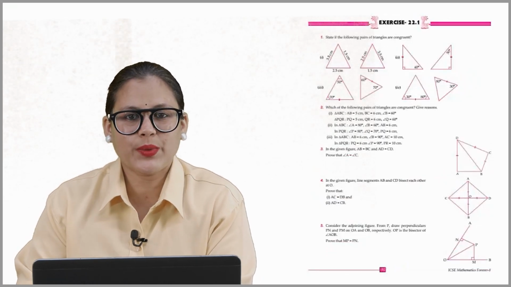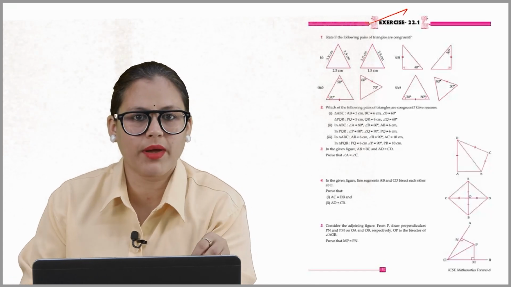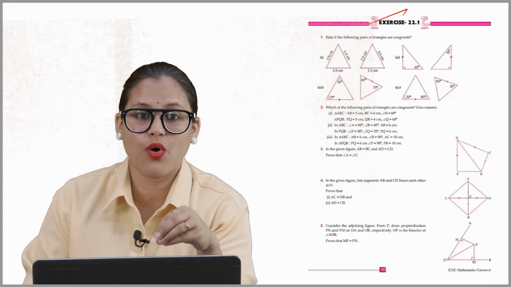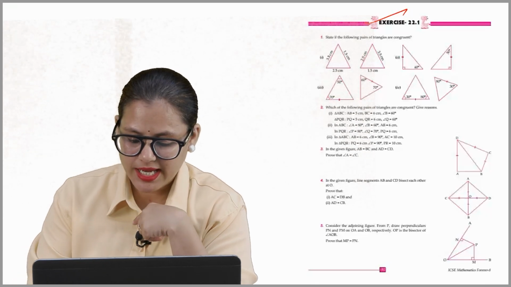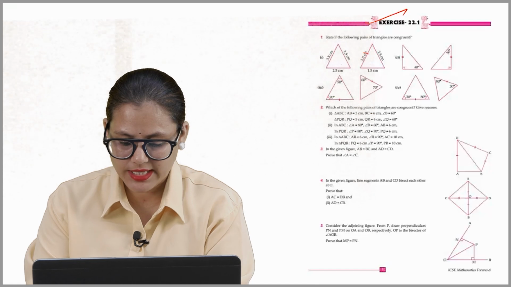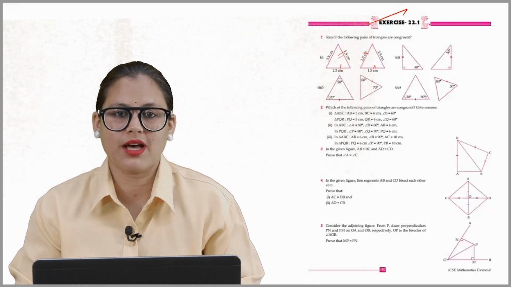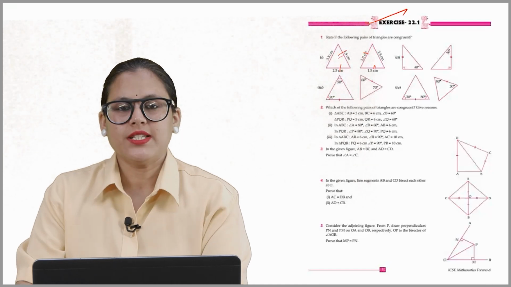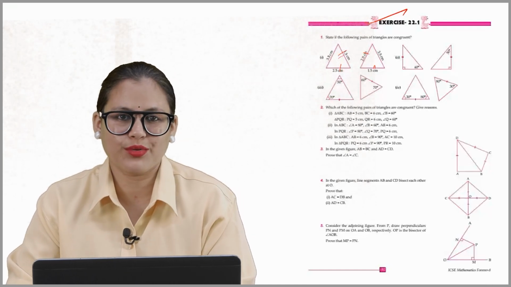Let's do exercise 22.1. State if the following pairs of triangles are congruent or not. Here you can see that this side is equal to this side. This side is equal to this side and this side is equal to this side. That means these two triangles are congruent. Similarly, you have to find out whether all these 3 pairs of triangles are congruent or not.